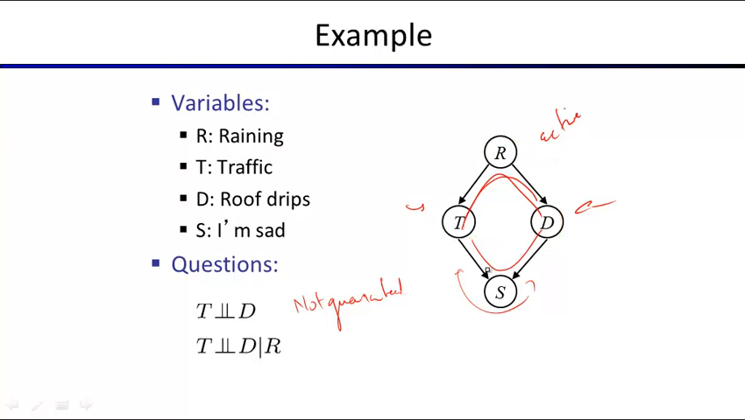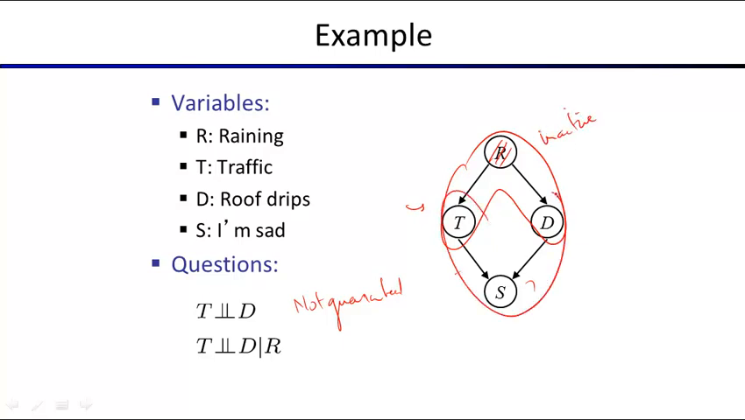Next one, T independent of D given R. So now we observe this one over here. My hunch is that this is true. That means I'll have to check every path and verify that indeed for every path we find an inactive triple along the path. Let's start with the top path. One triple. That one triple is inactive. Bottom path, one triple, also inactive. It makes both paths inactive, which means the independence is true.